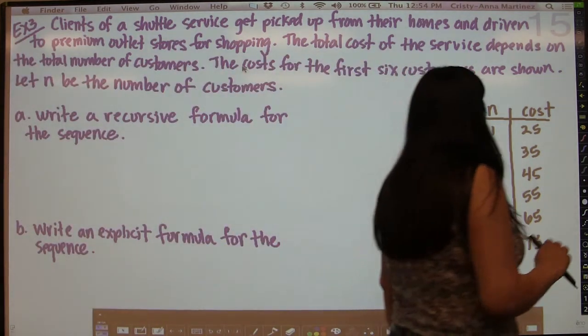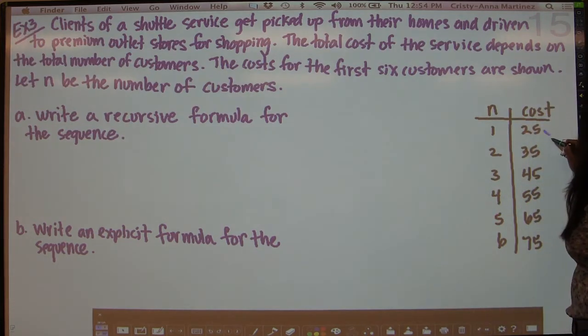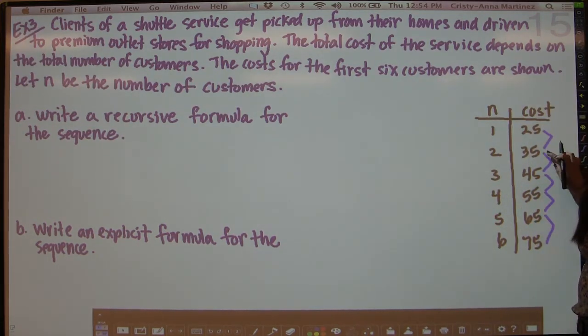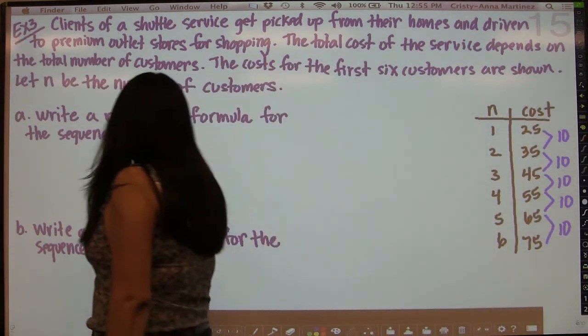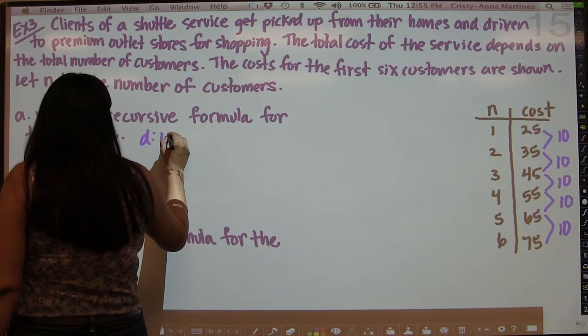So we do that by coming over here and realizing that if I go 35 minus 25, I get 10. 45 minus 35 is 10. 55 minus 45 is 10. 65 minus 55 is 10. And of course, 75 minus 65 is 10. So it turns out that all of these values have a common difference of 10. So that tells me that d is 10.